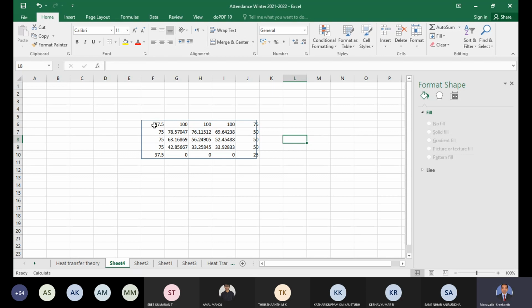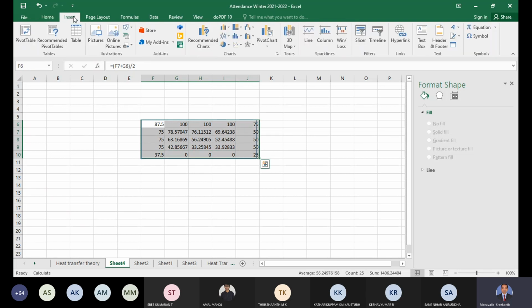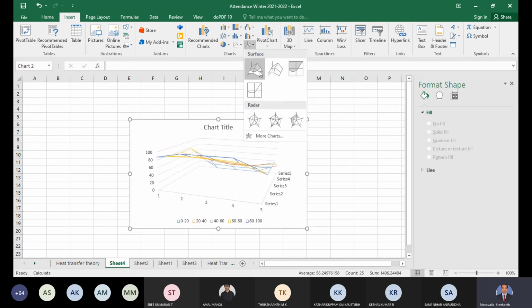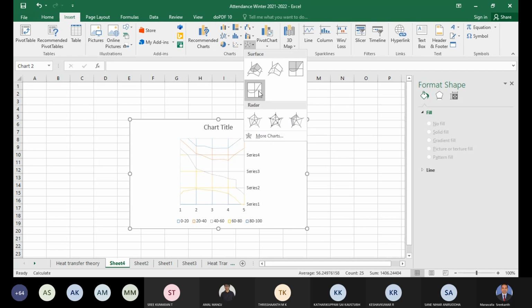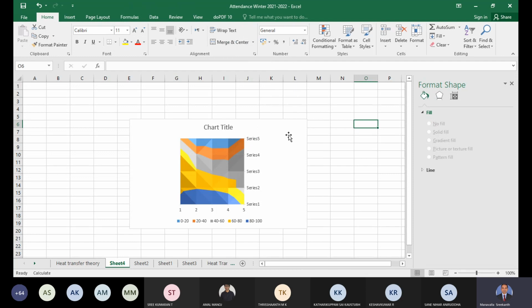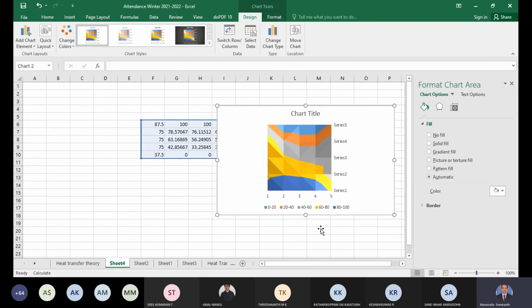Now, if you want to plot a contour plot of these temperatures, then you go to insert and use this contour plot, or something like this one or this one. So this is the contour plot, and in this contour plot, 5 levels are drawn, in the temperature range 0 to 20, 20 to 40, 40 to 60, 60 to 80, and 80 to 100. So this is how you need to solve this kind of problems.